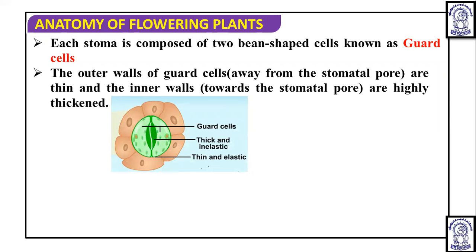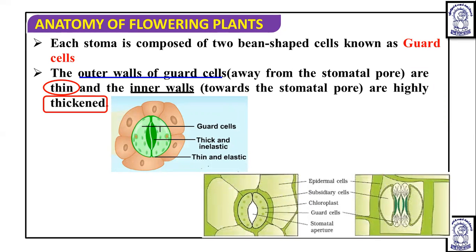And you can see this is the structure of the guard cell. These are the outer walls, which are thin, and these are the inner walls, which are highly thickened, as you can see. So the thick and inelastic wall is on the inner side. This is the diagrammatic representation given in NCERT. In NCERT, you will see that these guard cells are kidney shaped or bean shaped.